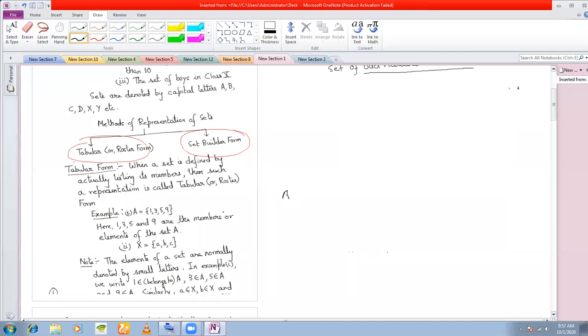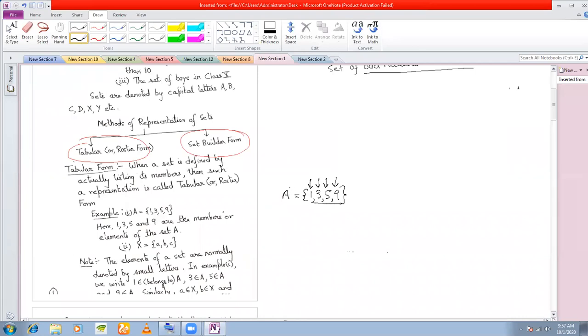A is equal to {1, 3, 5, 9}. Each and every element I am writing within the set. I'm writing 1 also, I'm writing 3 also, I'm writing 5 also, I'm writing 9 also. Now you will say, what is the other option? You have to write the elements of the set.